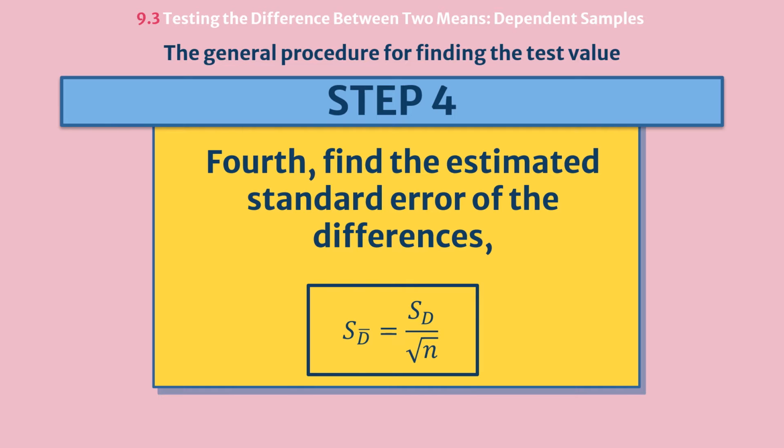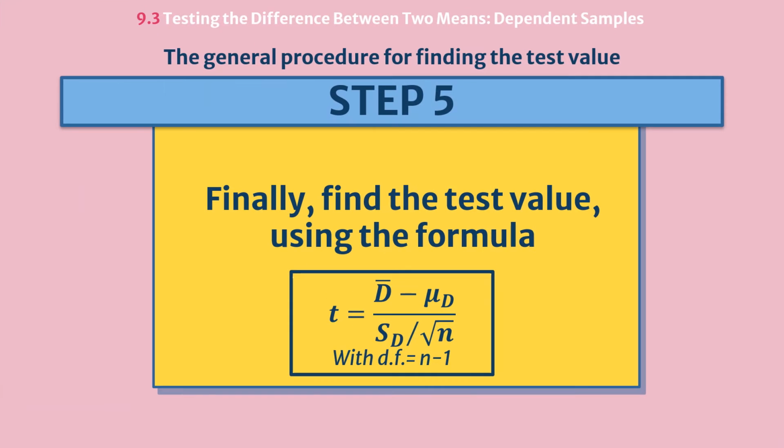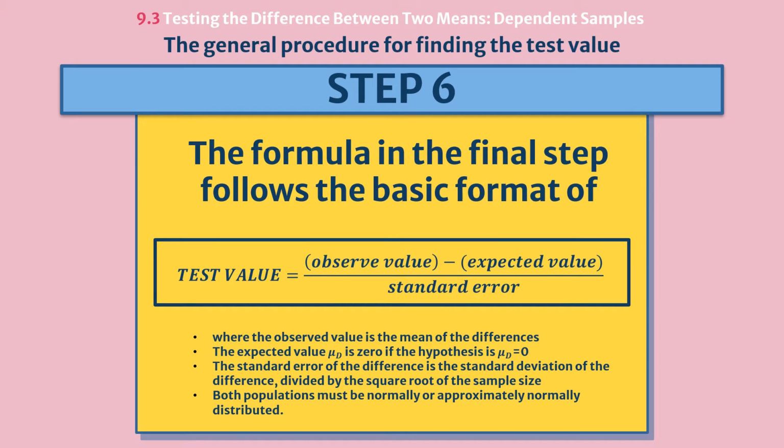We have this formula, S sub d bar equals S sub d, or the standard deviation of differences, over the square root of n. Step 5. Find the test value using the formula given. And step 6. The formula in the final step follows the basic format of test value equals observed value minus expected value all over standard error, where the observed value is the mean of the differences.